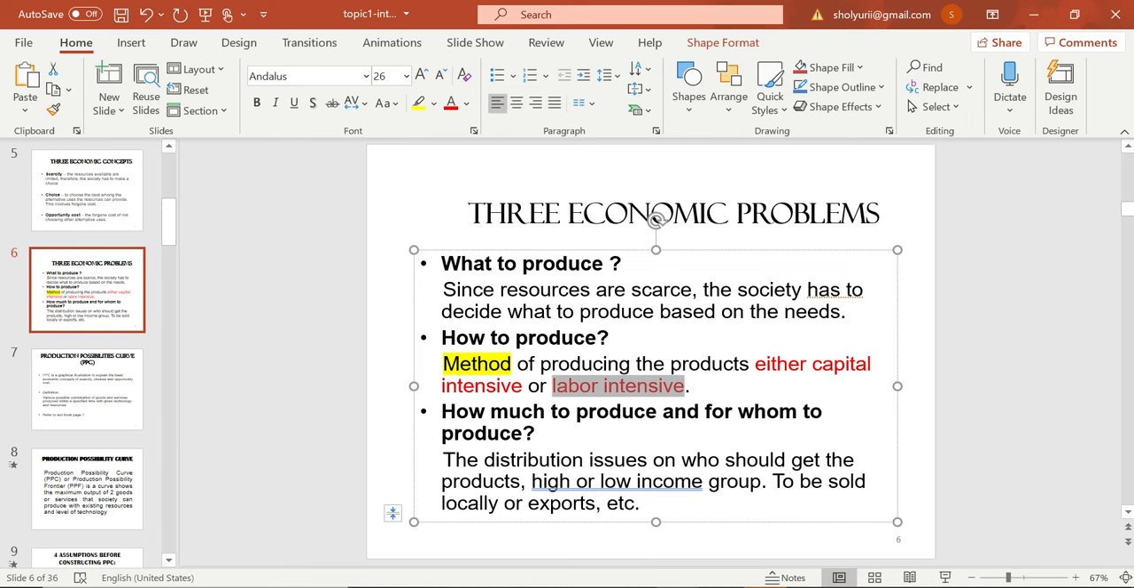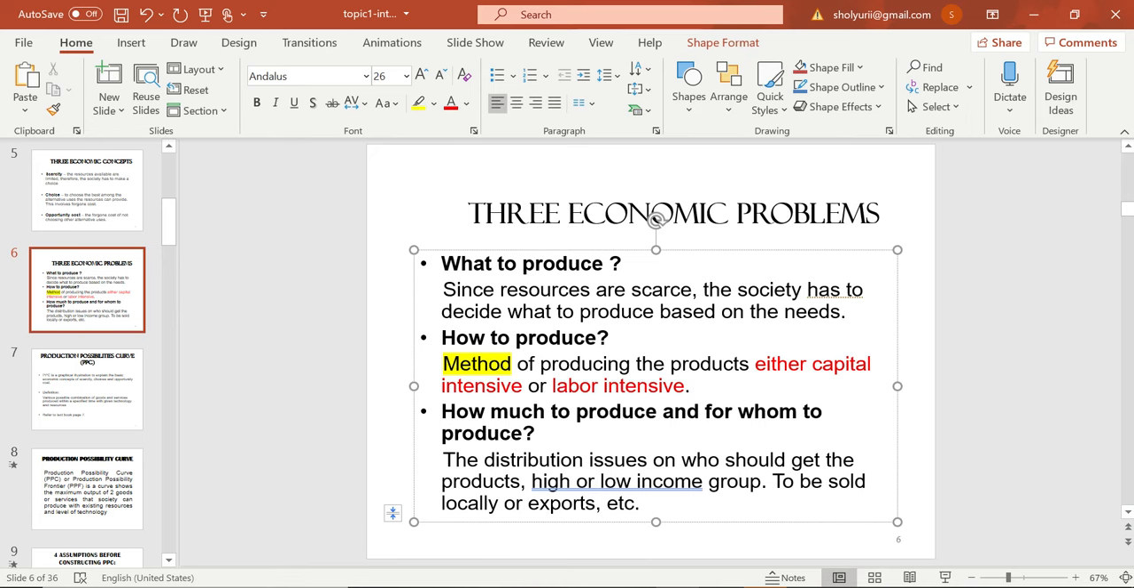Okay, so choose the method. It's either labor intensive, maksudnya menggunakan human capability, or capital intensive, menggunakan machinery to produce the product. And whichever method to be chosen should be the least cost. Maksudnya yang menggunakan kos yang paling rendah, cost effective, the cheapest method.